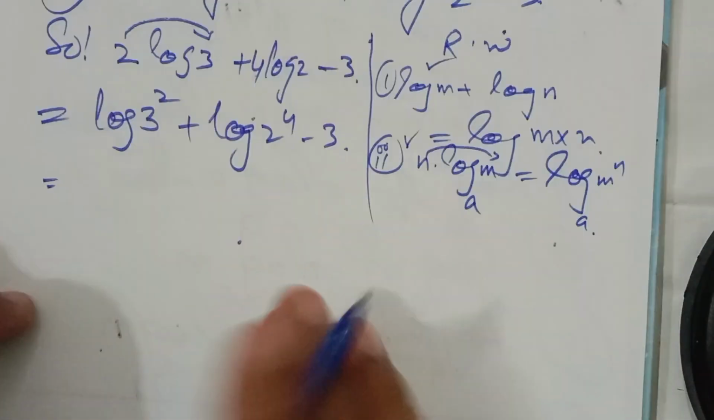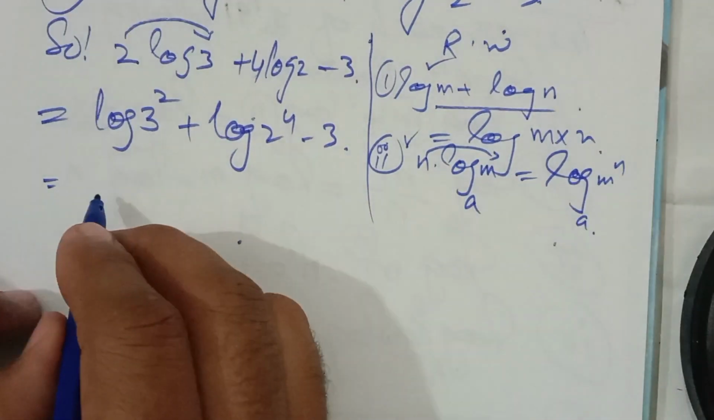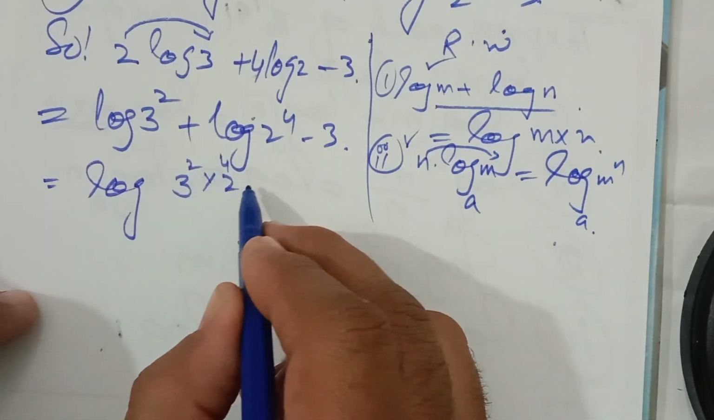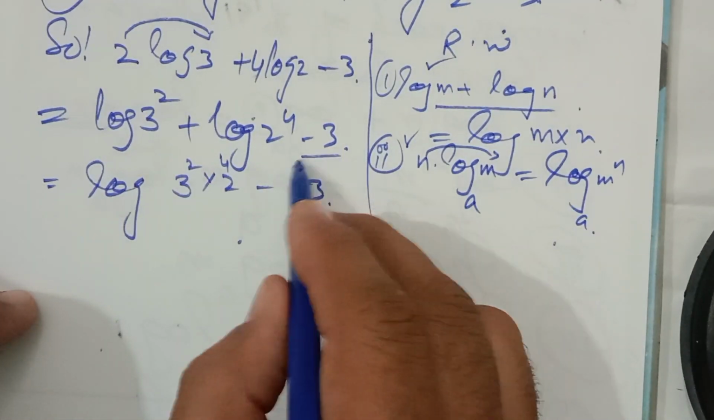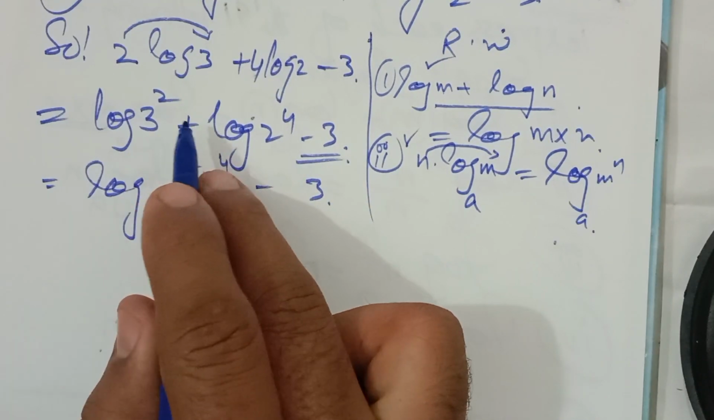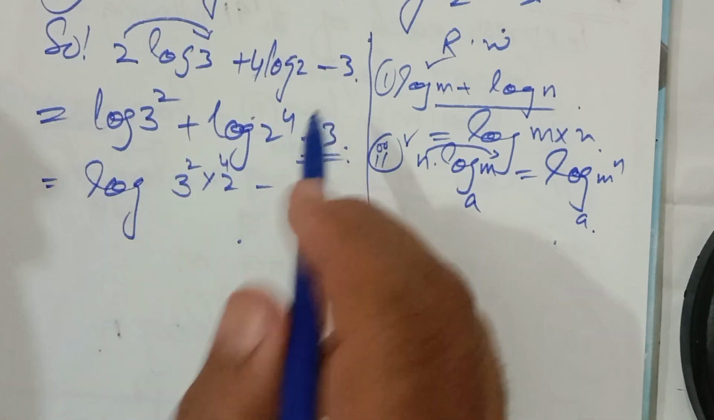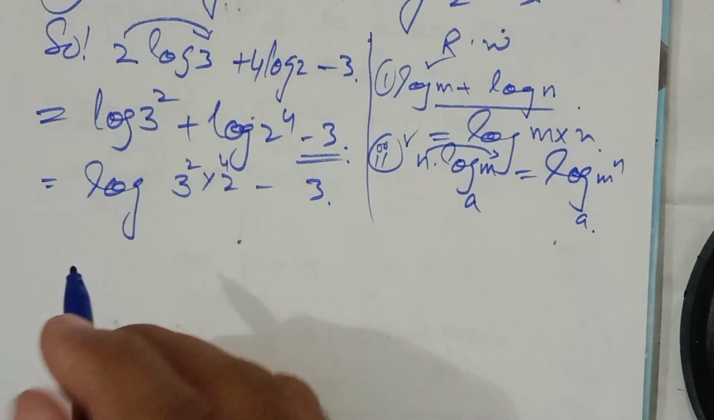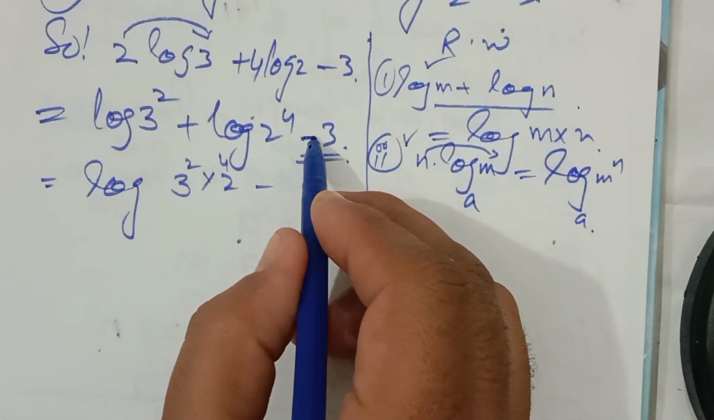So by definition we can write log with base 3 raised to the power 2 multiplied by 2 raised to the power 4, minus 3 remains the same. That is the separate part without a log. So we cannot include the given negative 3 in the logarithmic operation because it has no log. So we can't apply the logarithmic property here.